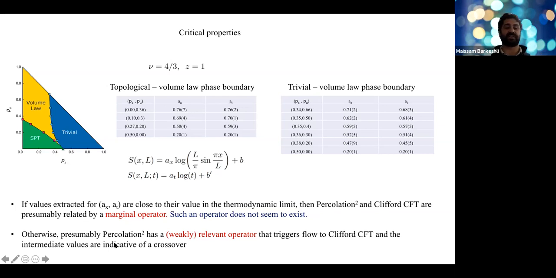There's another possibility, therefore, that once we turn on this random unitary, that triggers RG flow to this Clifford circuit over here, and there's some weakly relevant operator. So these values that we're seeing along this line have not yet reached the thermodynamic limit, but rather there are some intermediate values in some kind of crossover region. So we don't really know what's going on here.